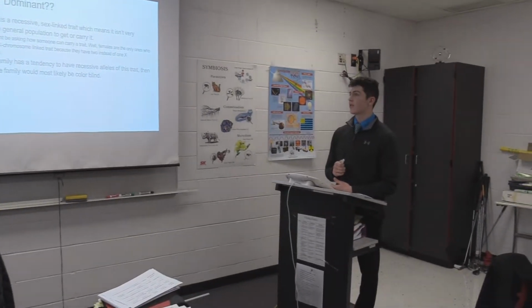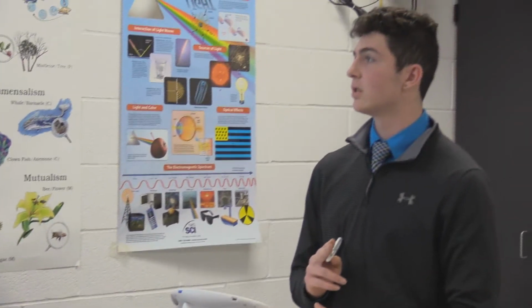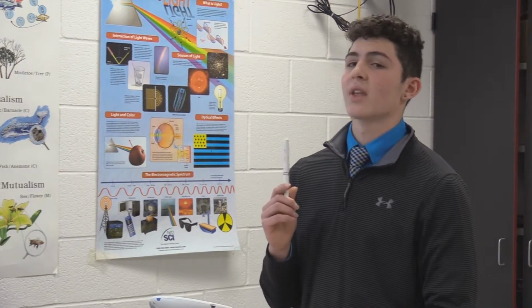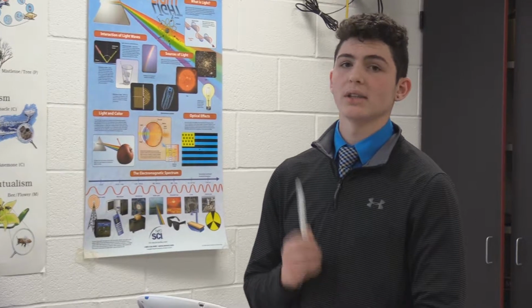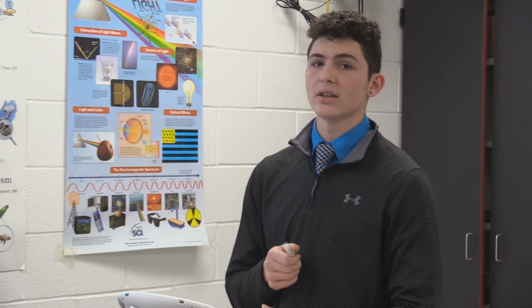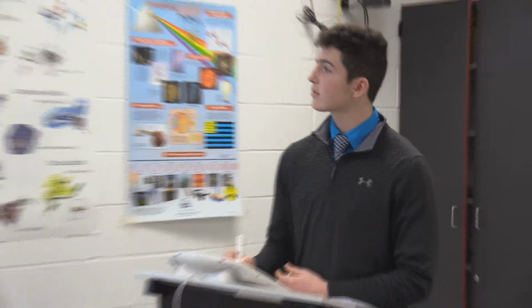Women carry color blindness because they have 2 X chromosomes, and the sex-linked trait is linked to the X chromosome. So if one of the chromosomes is linked to the sex-linked trait, then they're a carrier. If both are, then the woman is affected.